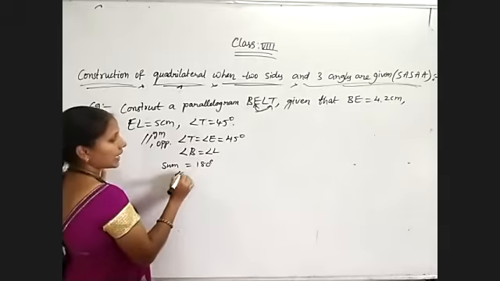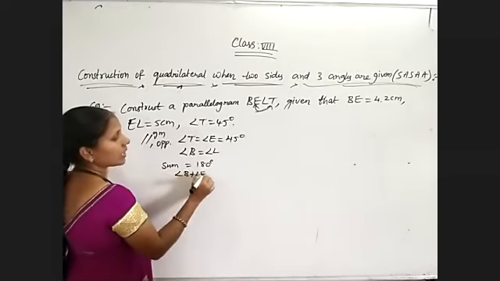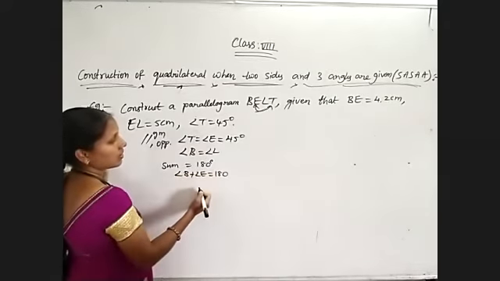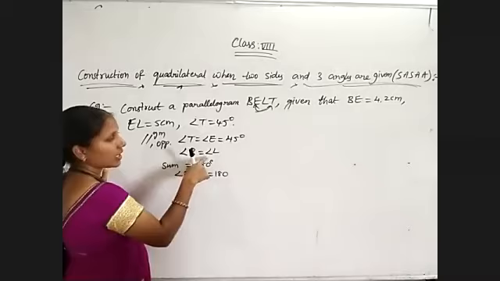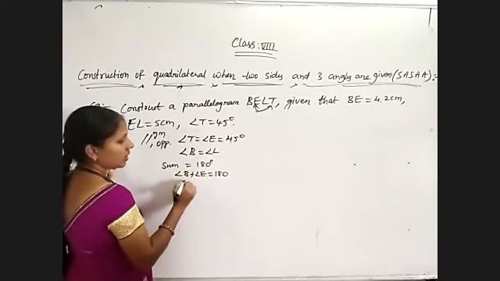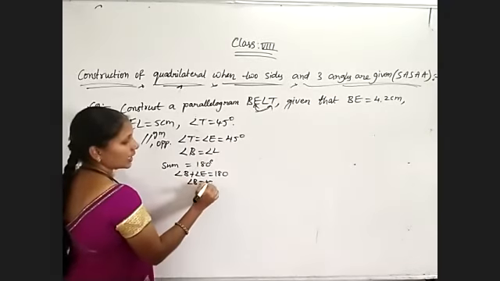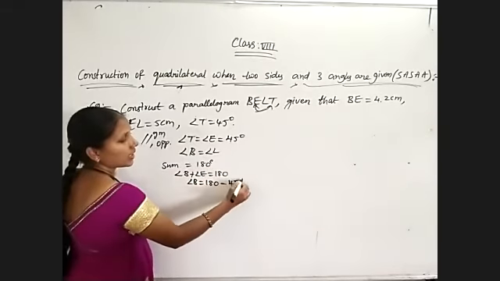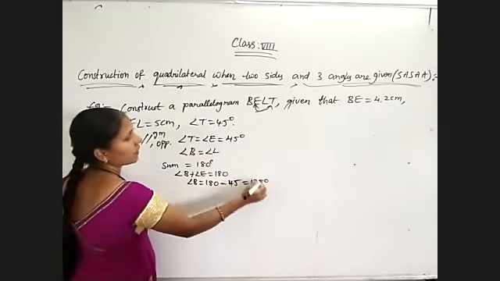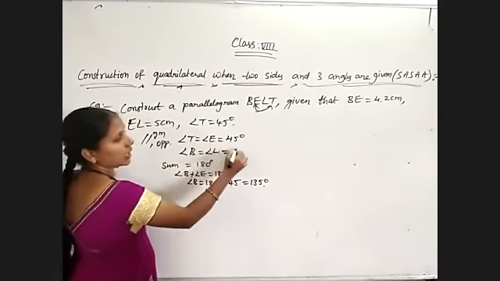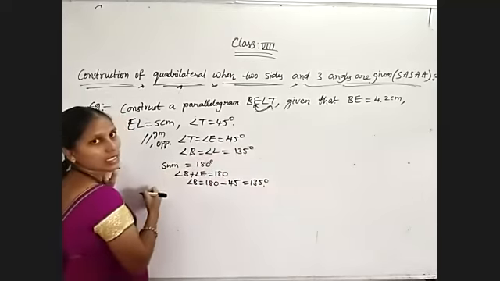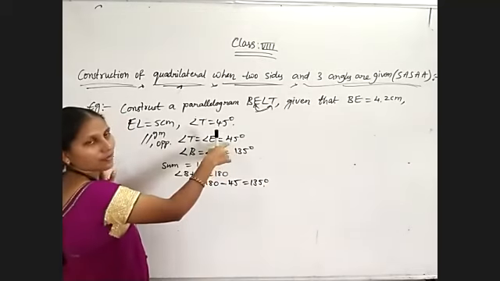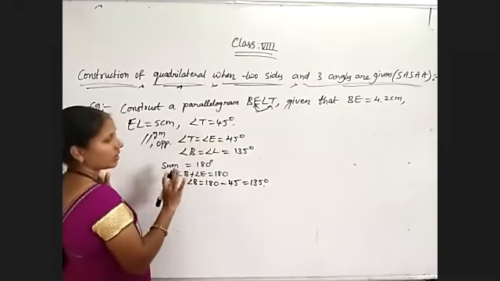For that, angle B plus angle E will be equal to 180 degrees. So if I am finding angle B, that is also equal to angle L. So angle B is equal to 180 minus angle E. Angle E is 45 degrees. So 180 minus 45 is equal to 135. That means angle B and angle L both are equal to 135 degrees. 135 plus 45 is 180. Okay, that's it.